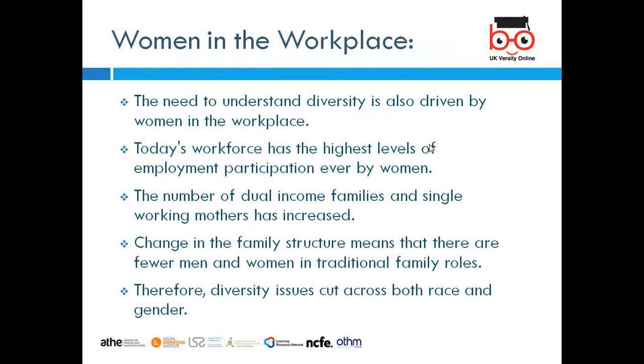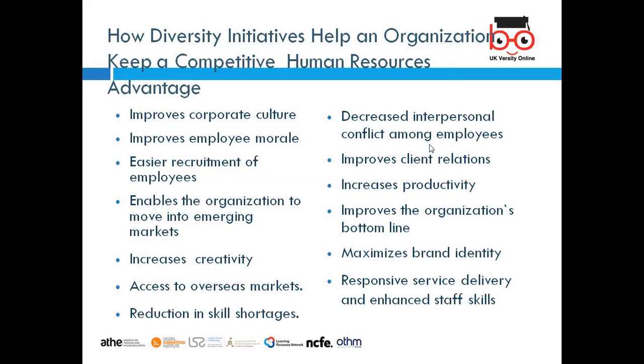Women in diversity: we have women in all professions. Now it's quite diverse, with women working in hospitals and various other professions. That's what we call women in workplace diversity. So how does the diversity initiative help the organization keep competitive and improve corporate culture?